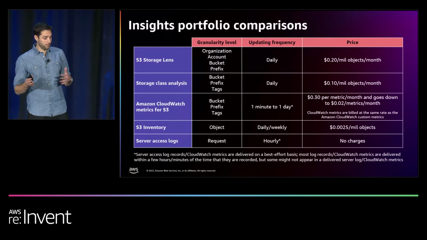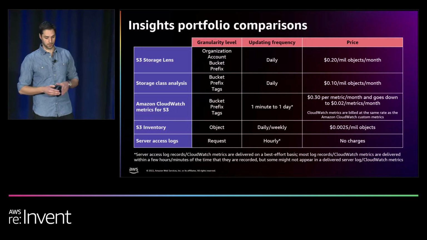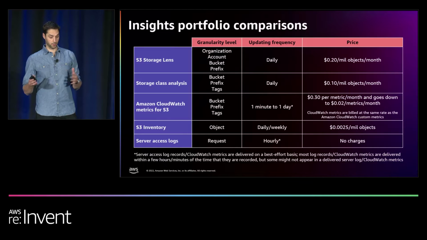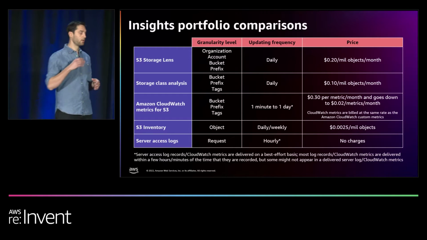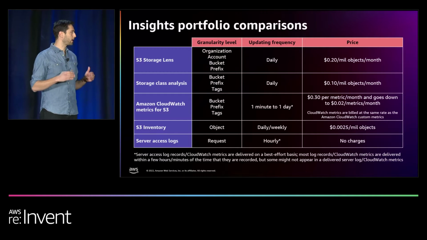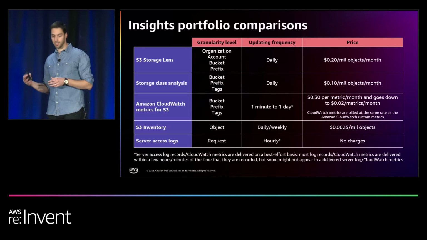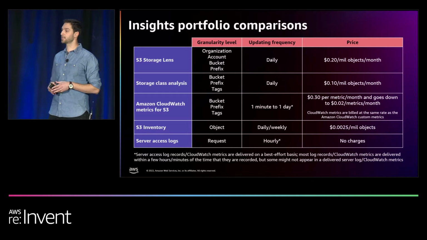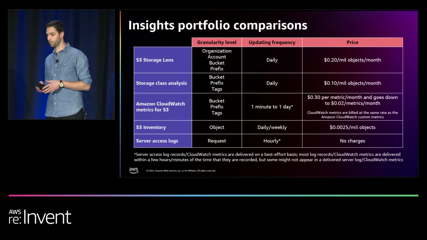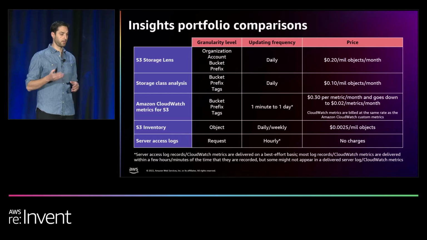This is a useful side-by-side comparison looking at the granularity level, updating frequency, and price for each one of these insights tools. Starting with the granularity level, Storage Lens provides the highest granularity level from the organization level, and you can go down to the account, bucket, and even prefix level. Storage Lens metrics are updated daily, and they come at a price of 20 cents per million objects monitored per month. Storage Class Analysis can be configured at the bucket or prefix level.